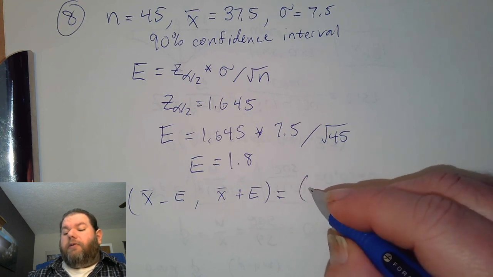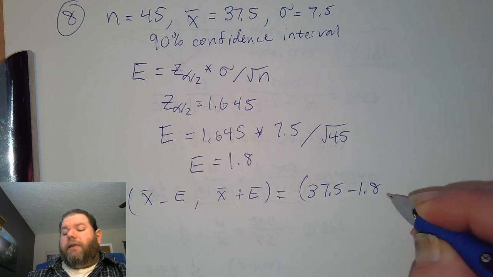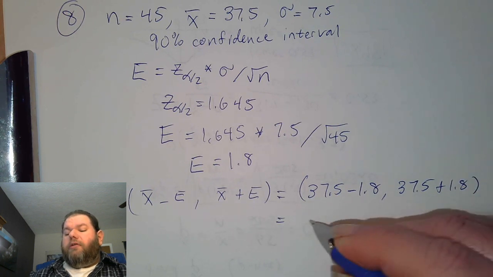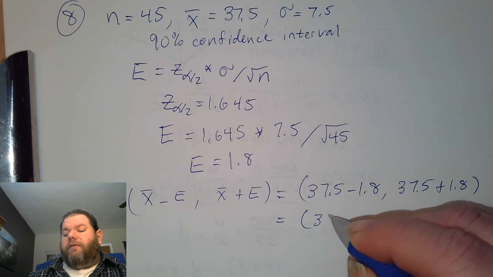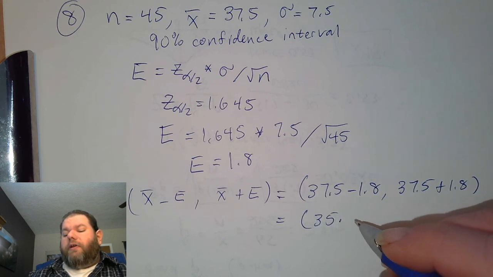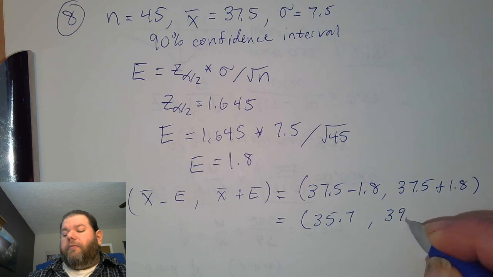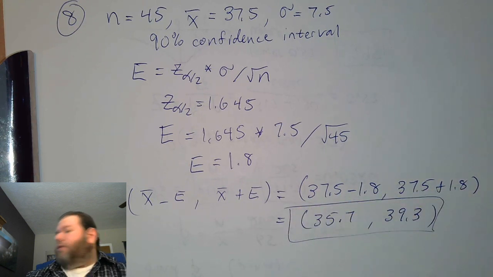So x bar is 37.5, E is 1.8 as we found. So we'll plug those into both places. And so we end up subtracting there, so that'll be 35.7, and this will be 39.3.